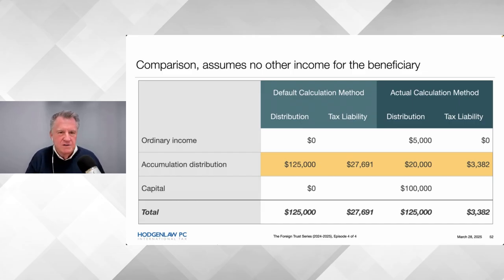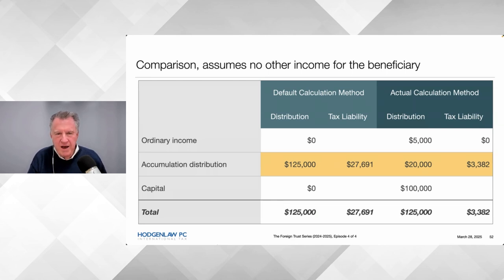The first one is the ordinary income. I'm assuming here that the beneficiary has no other taxable income. Therefore, this $5,000 distribution from the trust that's calculated to be ordinary income is below the standard deduction amount of 14,600 or something, whatever it is. So there's no tax on that $5,000. Yay. And that's for the actual method, whereas for the default method, that $5,000 is rolled into the accumulation distribution.